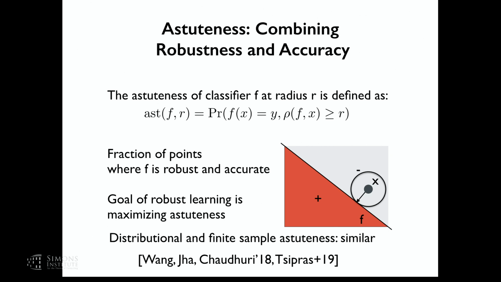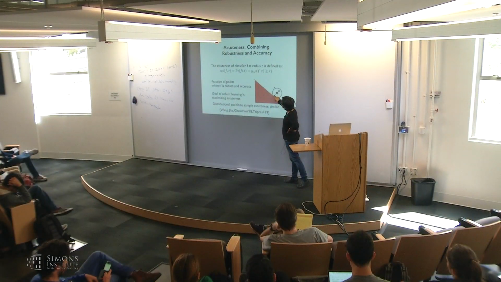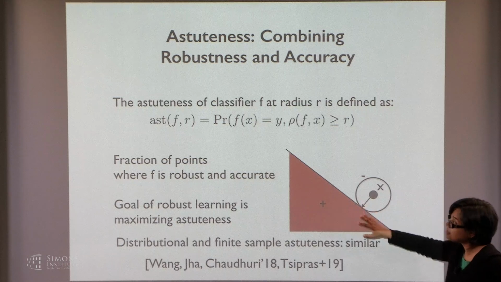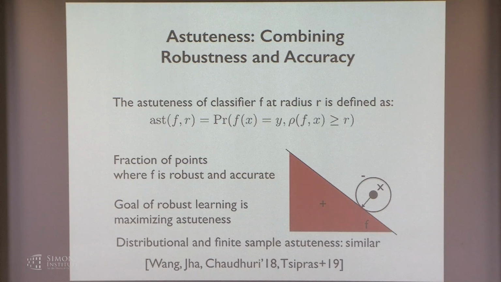So not only is it right, but it's also robust. It's really quite sharp, or astute. If your robustness radius was R, this would be a point where the classifier is astute. If you were over here, the classifier won't be astute there, because it's correct, but it's not robust.